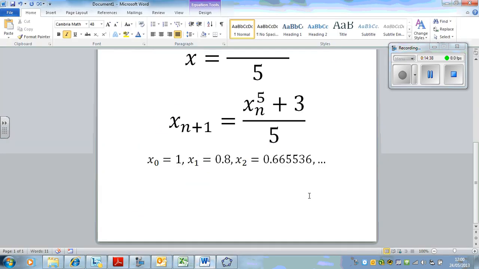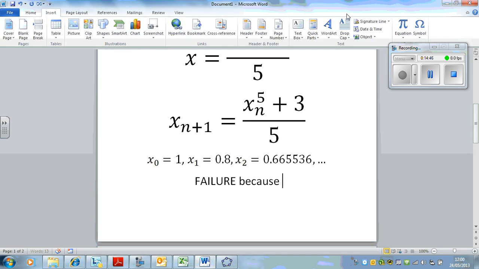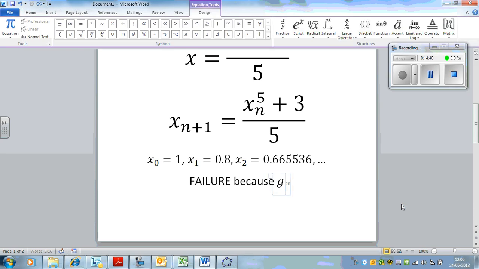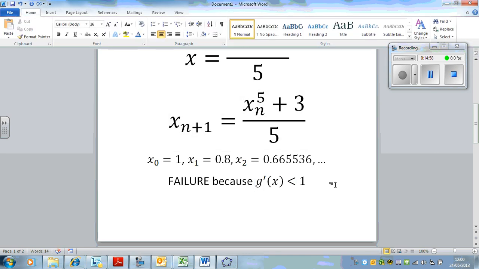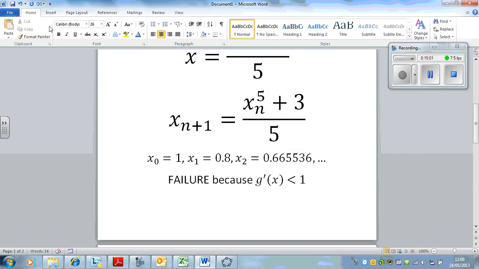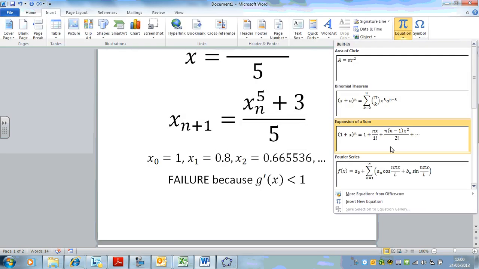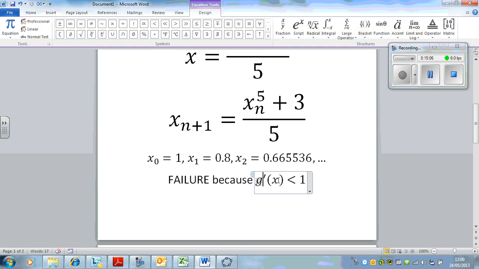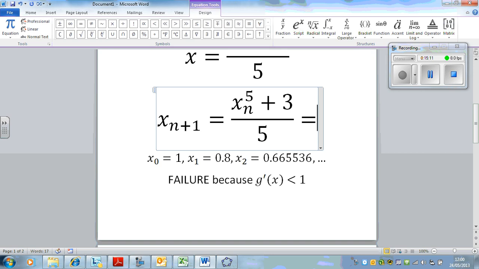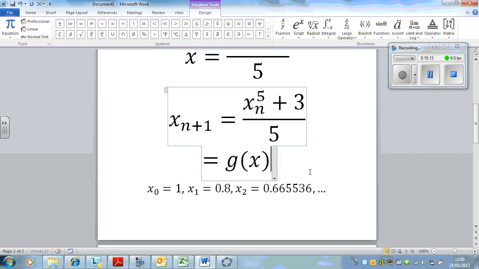And fundamentally, what you need to talk about in your exam, or in your coursework, is that this is a failure because g dashed of x, which is the gradient function, the differentiation, is not less than 1. And in fact, you can then prove that with this function. Sorry, let's define g of x. g of x is this function here.